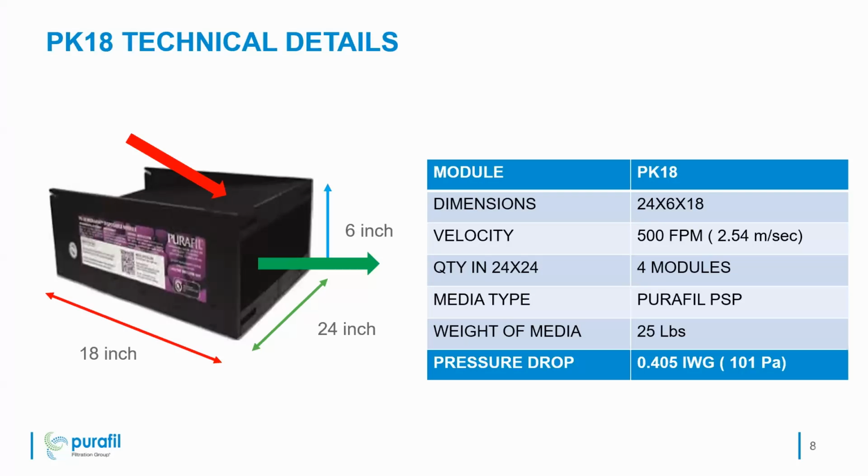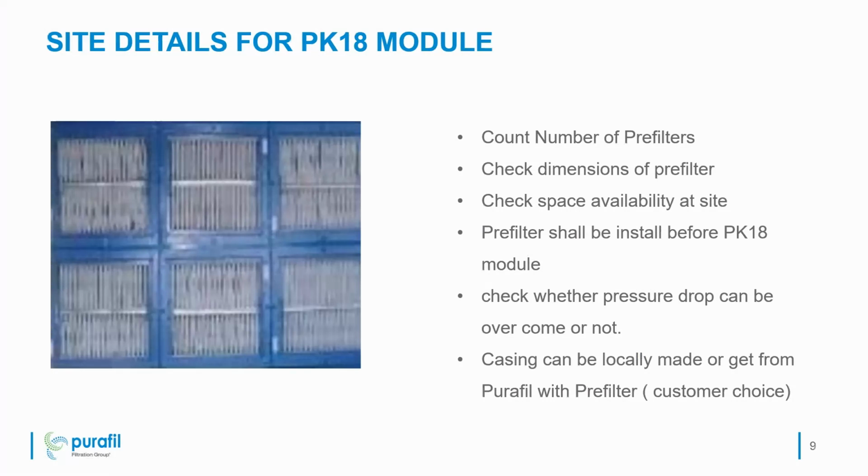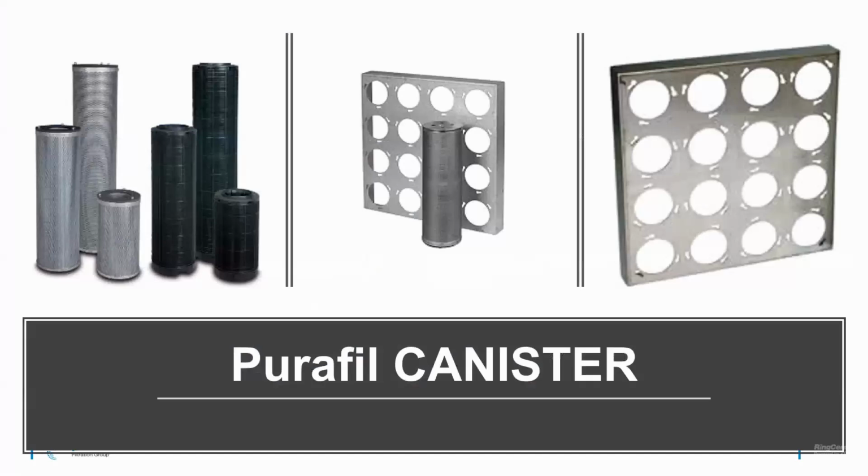So you have seen the pressure drop is 0.4 inch, which is close to 10 mm if you talk in mm. Now we have one more way of installation. We call it canister. These are cylindrical shapes. And you can see on the right side, that is called the canister frame on which these cylinders are held.